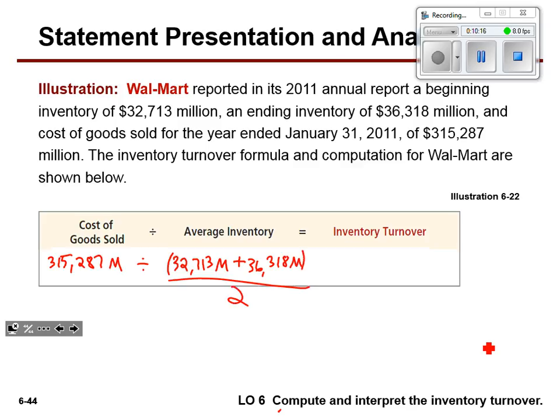You guys want to try calculating it? Well, you can just do the 315,287 divided by 32. So you don't have to add the millions, but then we'll just put million on the end. Does that make sense? So this is figuring out how many times they turn over their inventory. National average. In all the stores. What's on the shelves, what's in the back rooms, what's on the trucks. Do we have a number yet?